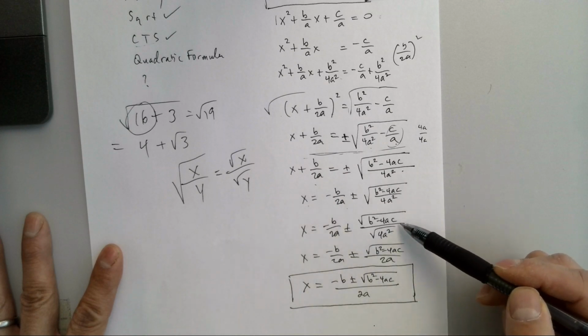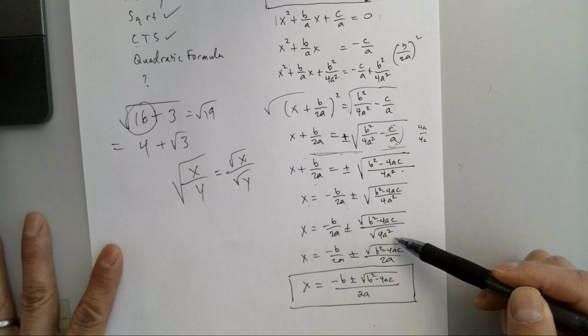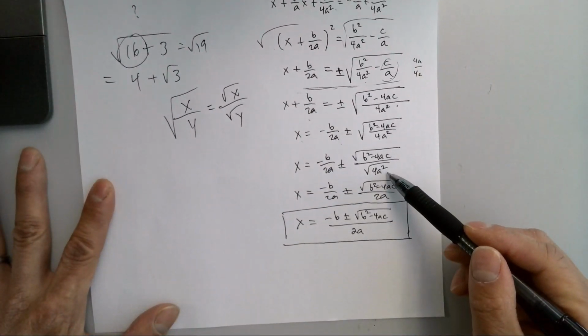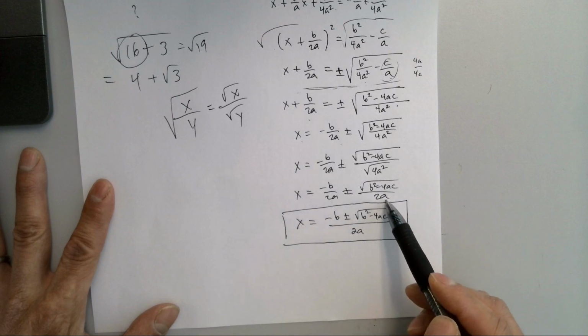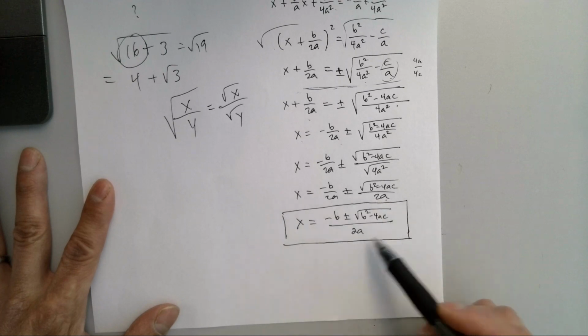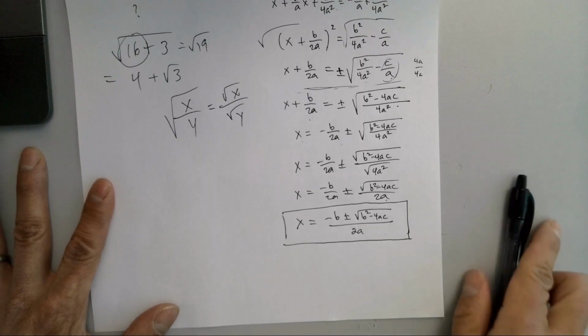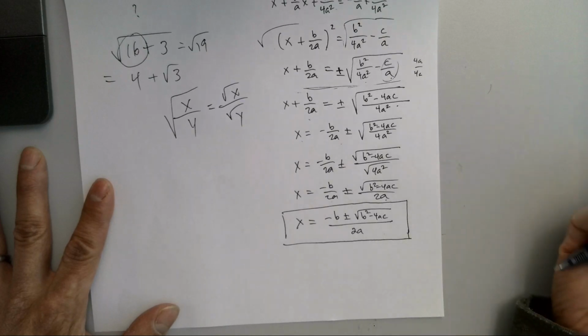Then we split up this radical that has a fraction in it into radical of the numerator over radical of the denominator. And then since that denominator had a perfect square in the radical, we simplified that to 2a. And then these two fractions now have the same denominator, 2a, so we're able to combine these two fractions into one big fraction. And that is our quadratic formula, which should be memorized, if not today, very soon.